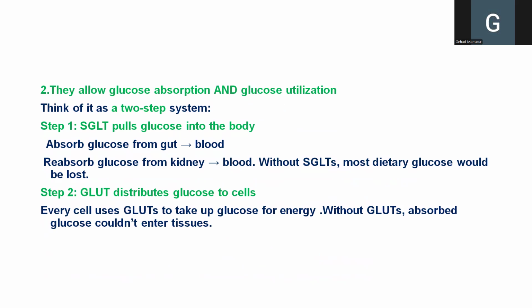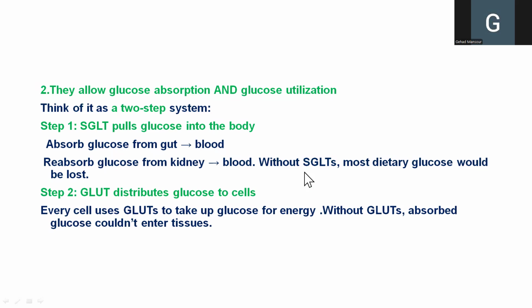The second importance of the presence of two different transporters is that they allow both glucose absorption and glucose utilization. So they cooperate together to do both glucose absorption and glucose utilization. So in order to understand it, think of it as a two-step system. The active process, which is the sodium glucose linked transporter, pulls the glucose inside the cell. So it absorbs glucose from the gut into the blood, or it reabsorbs glucose from the kidney into the blood.